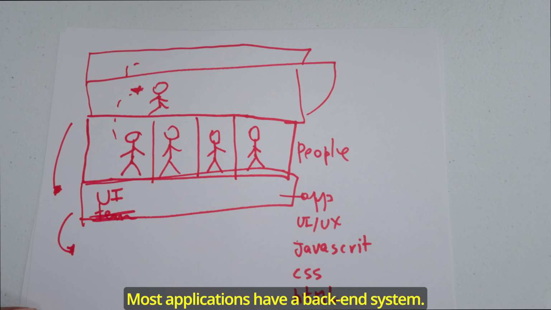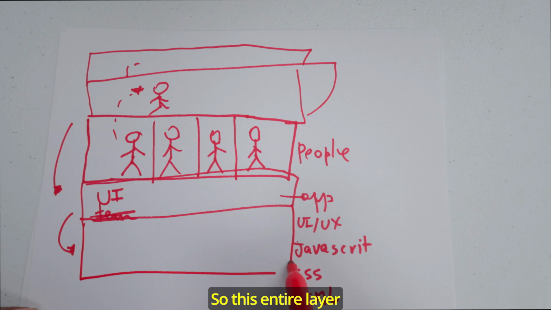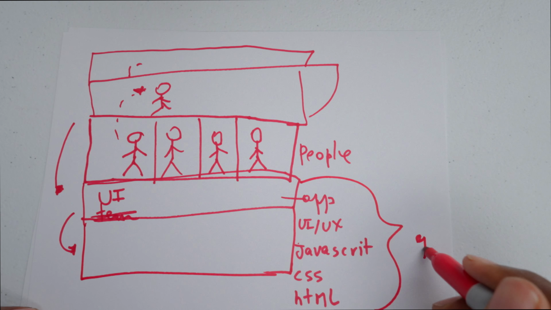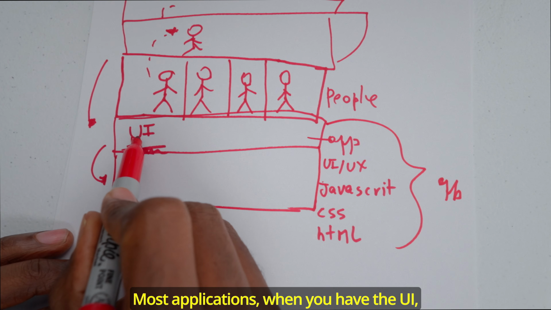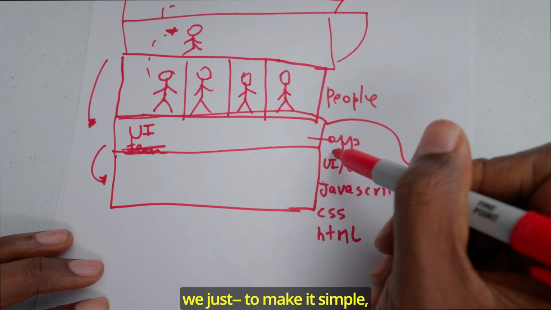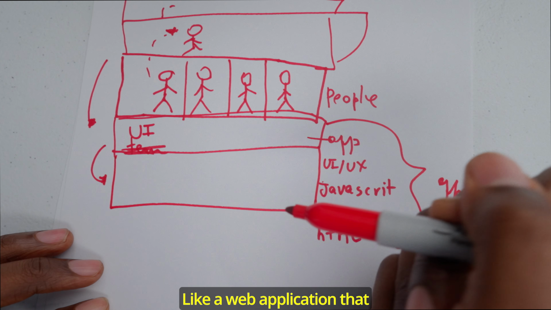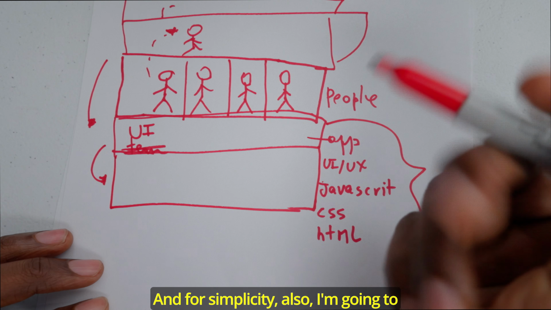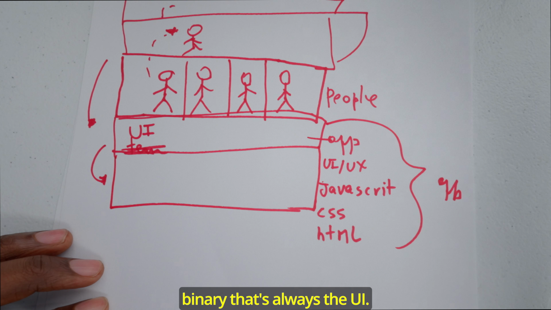Most applications have a backend system. So this entire layer is still the app, right? This is still the app layer. Most applications, when you have the UI, assuming, to make it simple, that we're using a web app, right? Like a web application that is hosted on the internet. And for simplicity, I'm also going to remove all the networking and stuff like that, just a simple binary that always has a UI.